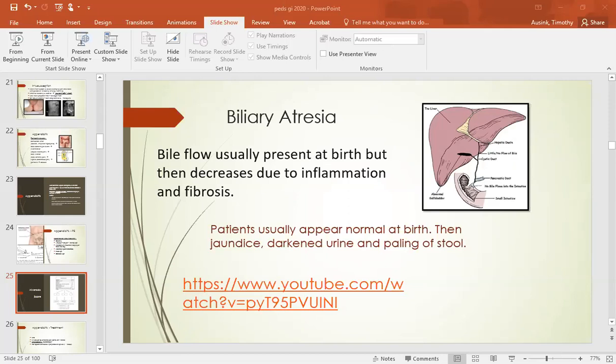Okay. So normally bile flow is going to be present at birth, and then it will decrease with inflammation. Okay, so these kids are born and they're moving their bile fine, they're not jaundiced. And then a few days later, all of a sudden they start elevating their bilirubin levels. They become more yellow appearing, right? They've got jaundice signs, darkened urine, and then their stool might be pale. Why would their stool be pale?